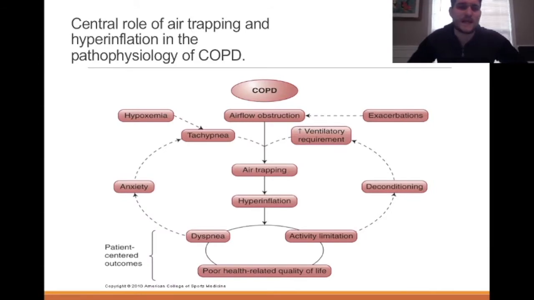So here we see an overview of what happens with COPD. You have this airway obstruction, which results in the air being trapped and the lungs hyperinflating. Because the lungs are hyperinflated, your respiratory muscles have to work harder in order to get in the same amount of air, which results in difficulty breathing. And then sometimes if you feel like you can't breathe, that brings on anxiety, which brings on rapid abnormal breathing, which sort of accentuates all of this.